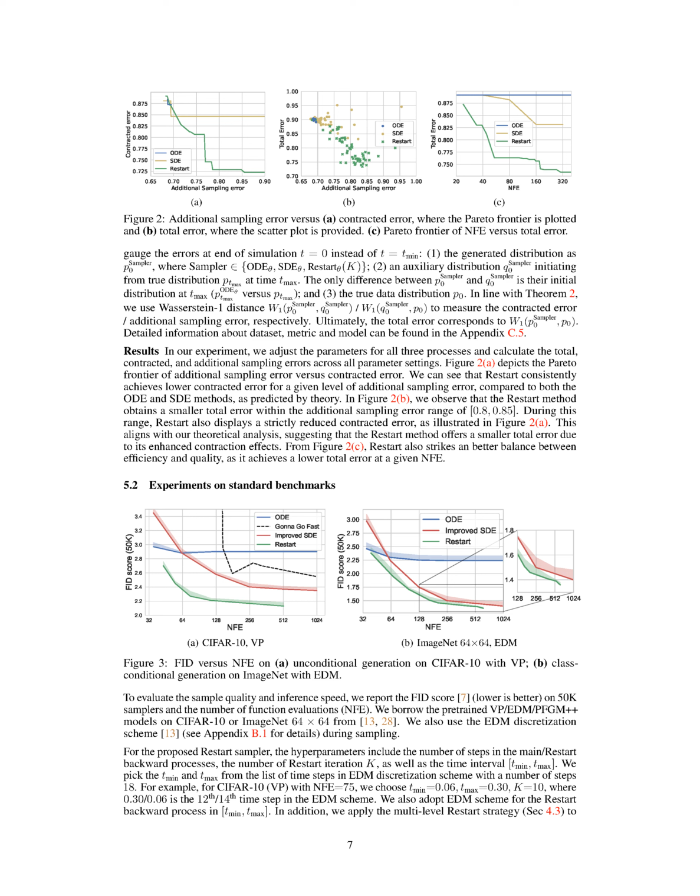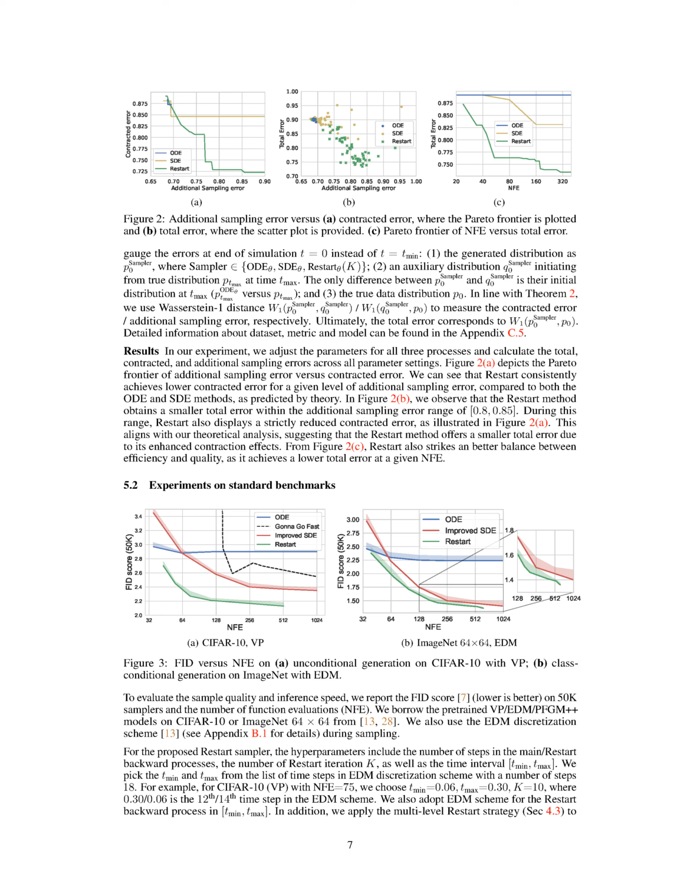Section 5.2: Experiments on Standard Benchmarks. We conducted experiments on standard benchmarks to assess the quality of samples and the speed of inference. We utilized the FID score, which should ideally be lower, on 50K samples and the number of function evaluations, NFE, as metrics for these evaluations. We used pre-trained VP, EDM, and PFGM++ models on CIFAR10 or ImageNet 64x64 datasets. We utilized the EDM discretization scheme during sampling.